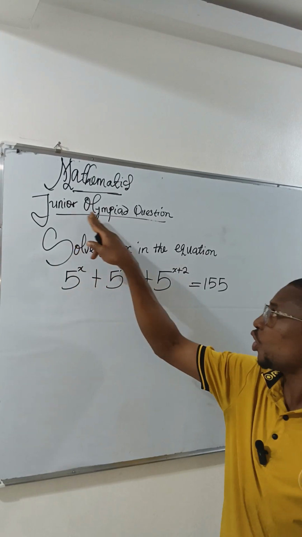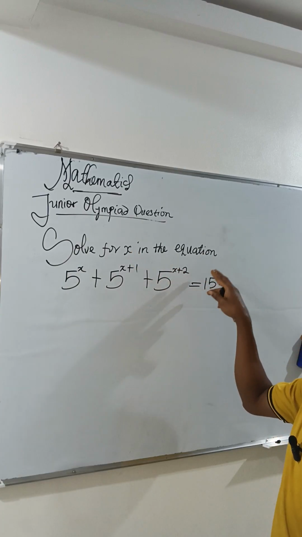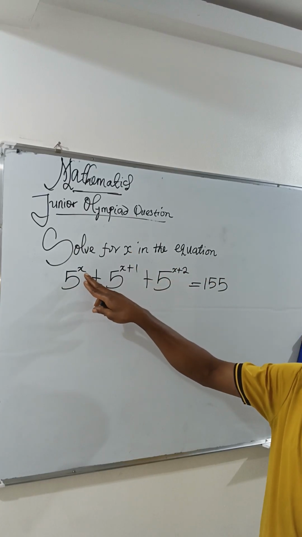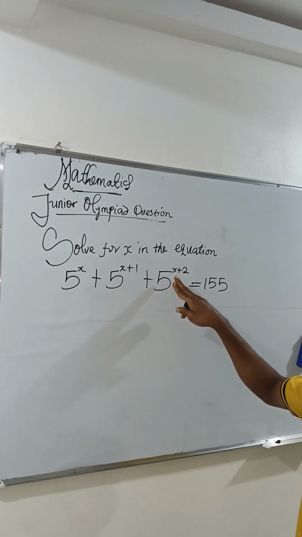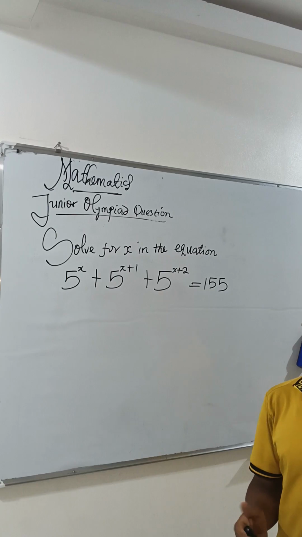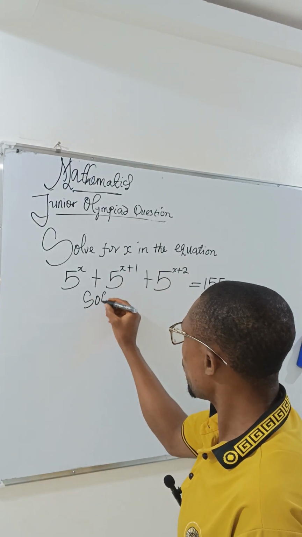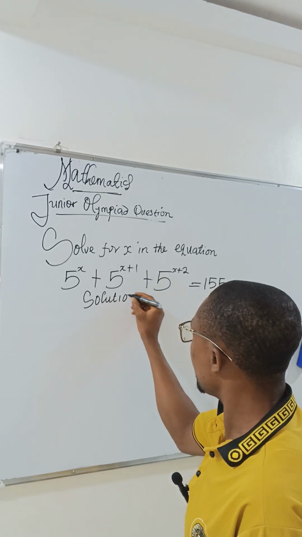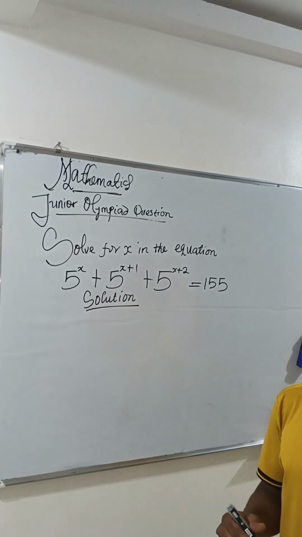Now look at this question here. This is a Junior Olympiad question. It says solve for x in the equation 5 to the power of x plus 5 to the power of x plus 1 plus 5 to the power of x plus 2 equals 155. To solve this question, we are going to apply the laws of indices throughout the equation.